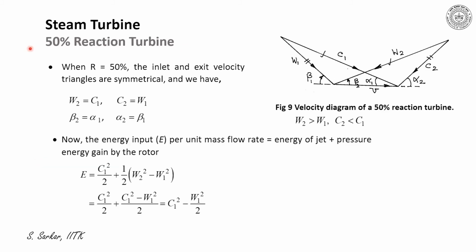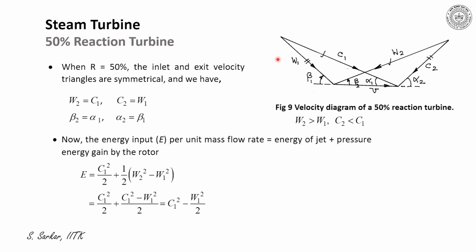Let us continue the discussion on 50% reaction turbine. When R is equal to 0.5, the inlet and exit velocity triangles are symmetrical, and hence W2 should be equal to C1 and C2 is equal to W1, while beta 2 would be equal to alpha 1 and alpha 2 would be equal to beta 1.